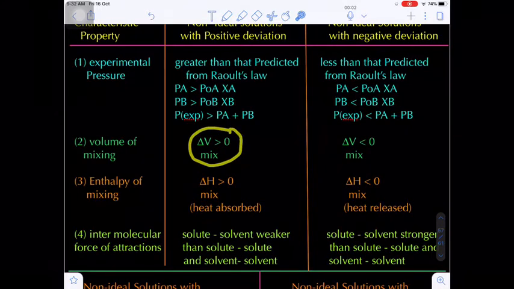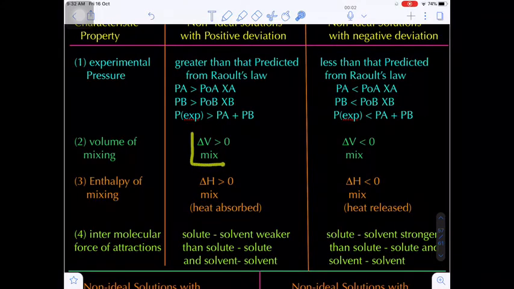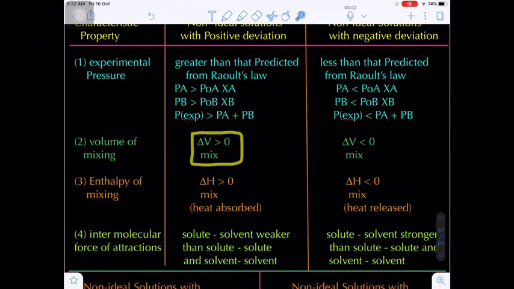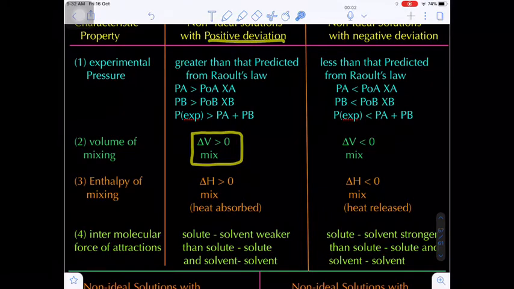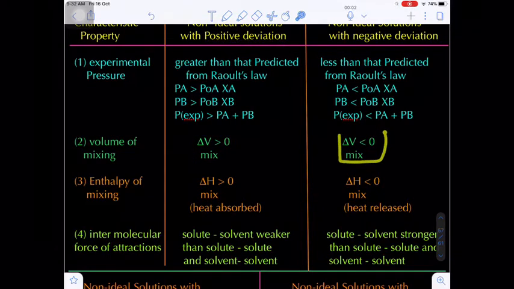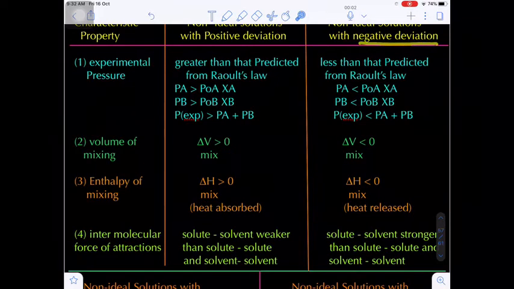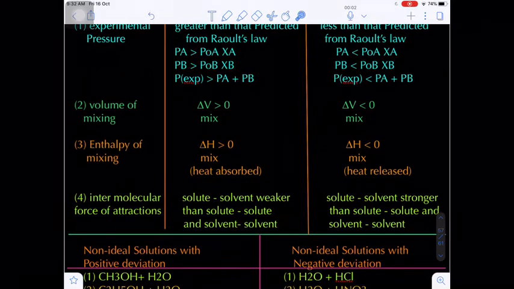After intermixing, the final volume definitely increases. That's why the change in volume is greater than 0 in case of a positive deviation, whereas in the negative deviation the change in volume will be less than 0, that is negative. That's why it is called negative deviation. Are you getting my point?